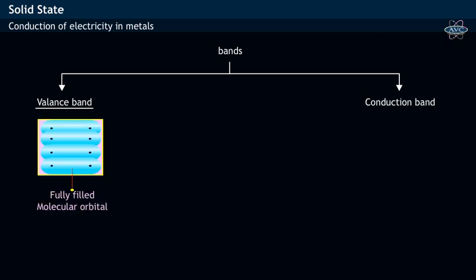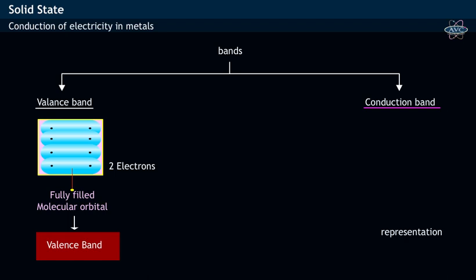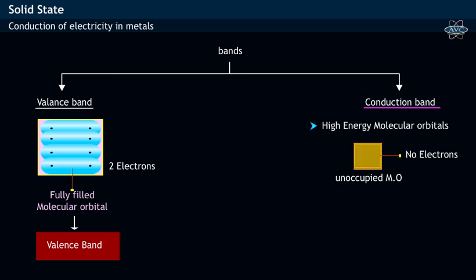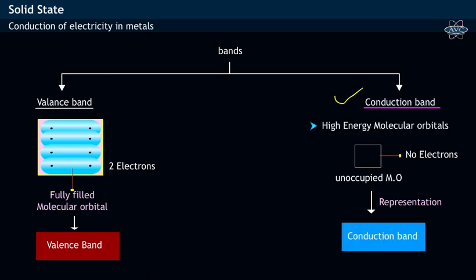Valence band with fully filled molecular orbitals having 2 electrons may be represented as a red band, whereas conduction band is a high energy molecular orbital having unoccupied molecular orbital as shown by empty box. Generally, a conduction band is represented by a blue band.